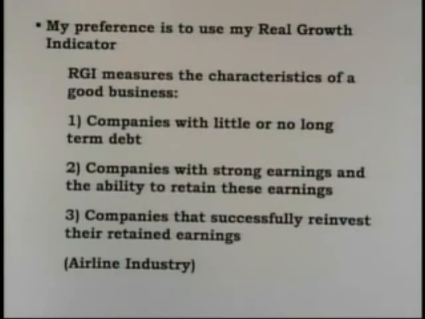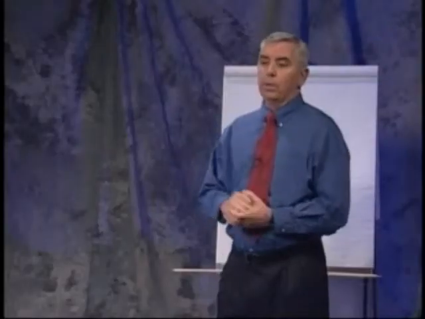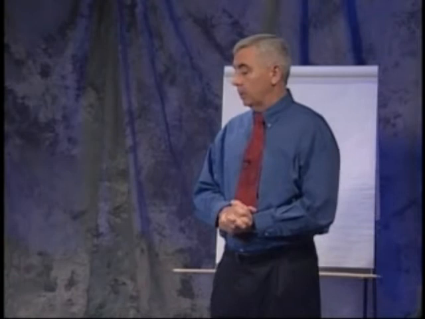And the real growth indicator measures the characteristics of a good business. Number one, companies with little or no long-term debt. Number two, companies with strong earnings and the ability to retain those earnings. And then the third would be companies that successfully reinvest their retained earnings. This pretty much follows the guidelines of Warren Buffett. He looks for companies that have these characteristics.